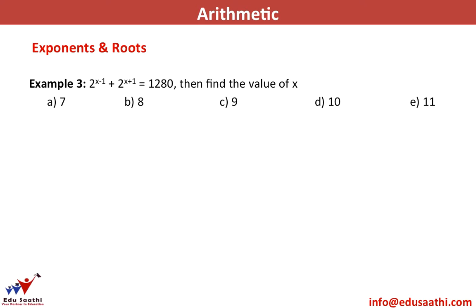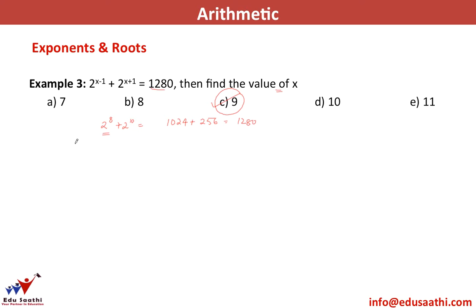So the next question that we have is 2 raised to power x minus 1 plus 2 raised to power x plus 1 is 1280. Then find out the value of x. So I can do this question as the options are given to me by just taking the middle option first. If I take the middle option and put it in, 2 raised to power 8 plus 2 raised to power 10, if I just solve it, this is 1024 and 2 raised to power 8 would be equal to 256. So if I just solve this out, I'm anyways getting 1280. That means this is the answer.